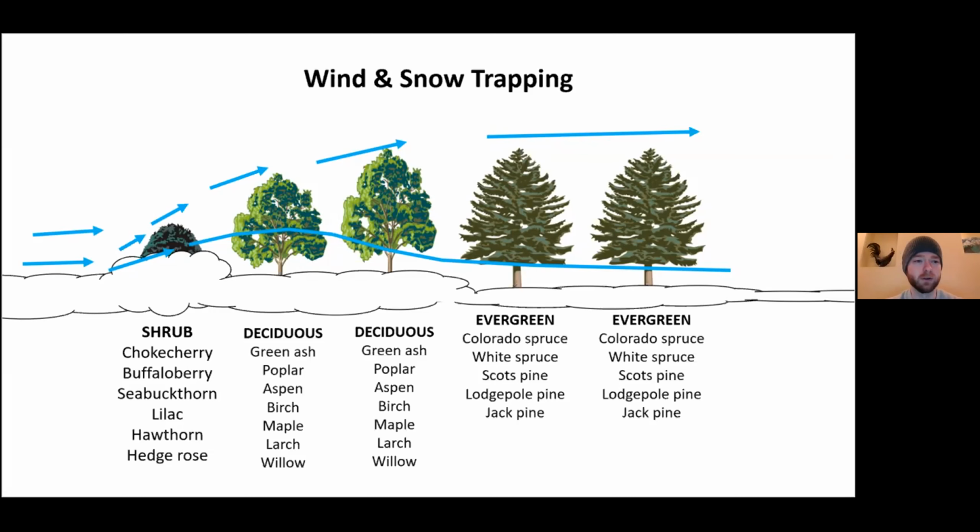So shelter belts, say if they're planted on the north or the west side of a dugout, they'll trap that snow and direct it down, especially if it's a sloping area, and help recharge dugouts for moisture accumulation. So I'll have a graphic on that a couple slides down.